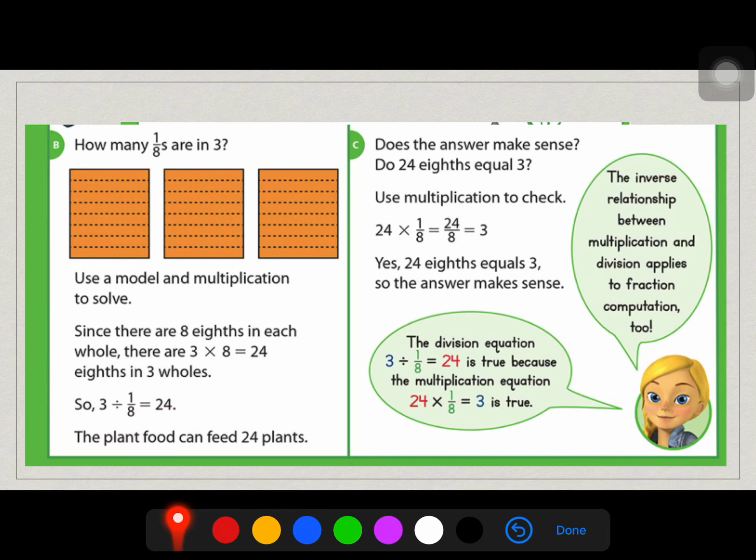You check to see if it makes sense by using multiplication. If I took my quotient, 24, and multiplied it by my divisor, 1/8, I'd get 24 over 8, or 24/8, which equals 3. This works because the inverse relationship between multiplication and division applies to fraction computation too. The division equation, 3 divided by 1/8 is 24, is true because 24 times 1/8 is 3.